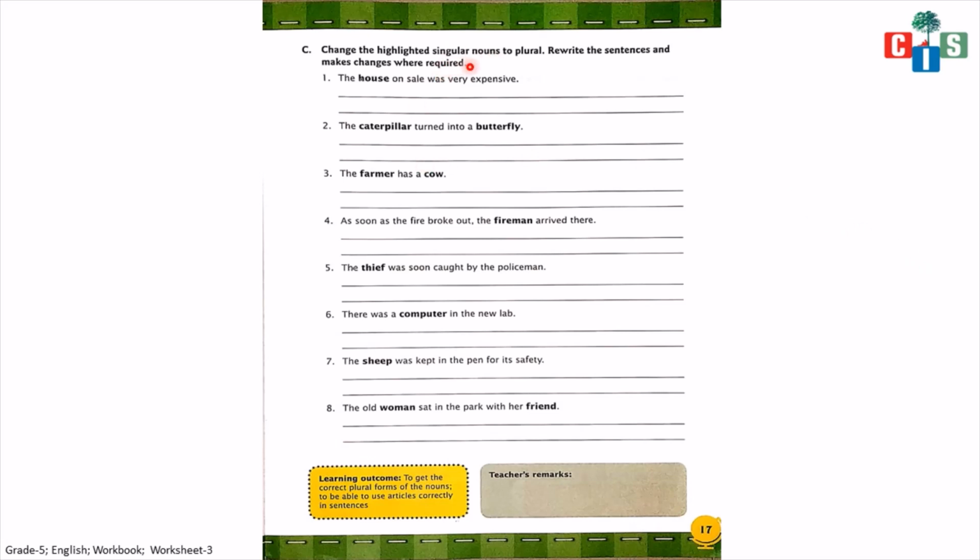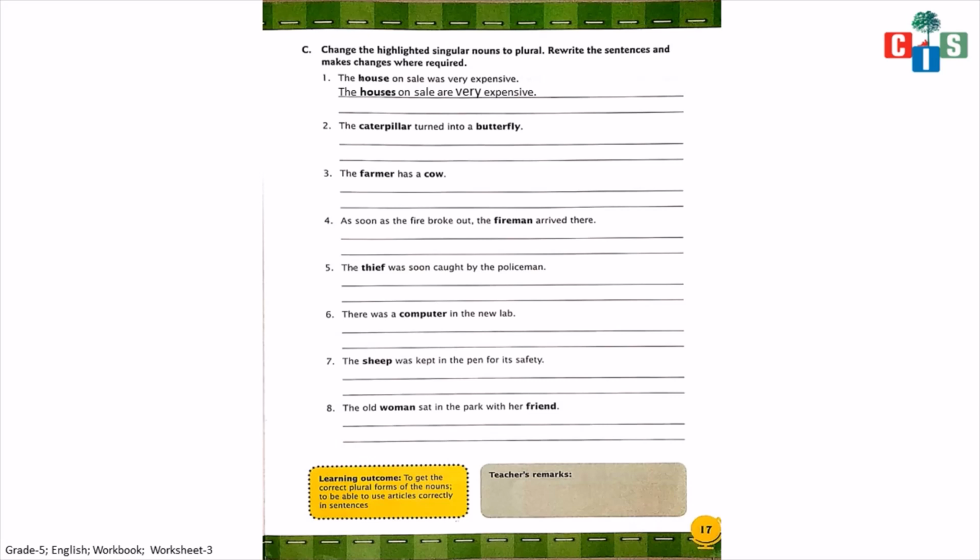It's related with singular nouns and plural nouns. The first one is: the house on sale was very expensive. What we have to do, the word which is in bold, we have to change that word into a plural noun. So here the house is a word which we have to change. What we will do, simple, we will add S in this word. So the answer will be: the houses on sale are very expensive. What we did, we added S in this word.